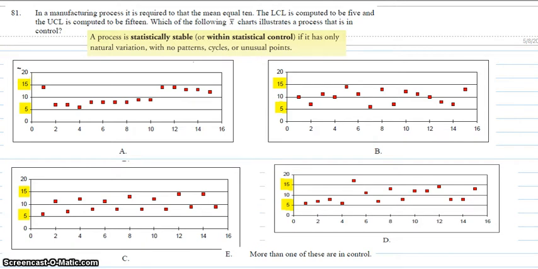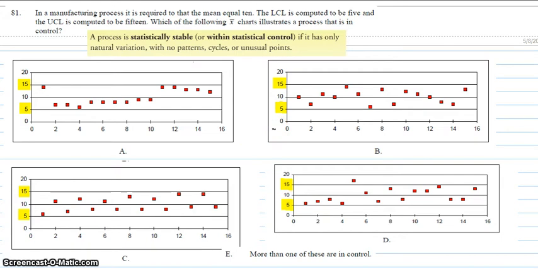Natural variation. Does it have only natural variation? I would say not by looking at that at first glance. There definitely are no patterns or cycles, and there are no unusual points. But as I said before, natural variation, no. This graph appears to have an upward trend and a downward trend. We start high, we go low, we go up again, and we start creeping up for another upward trend, and then we start to creep downward. So I would say graph A is not in the running for the correct answer.